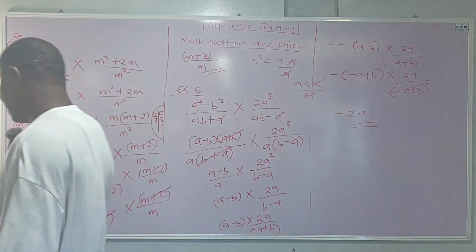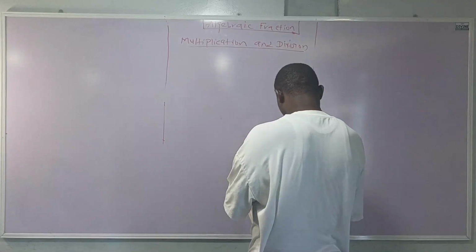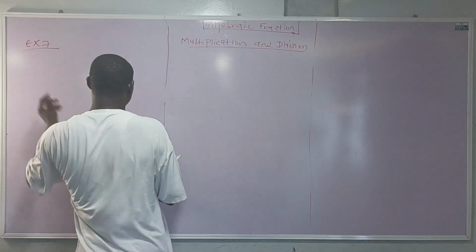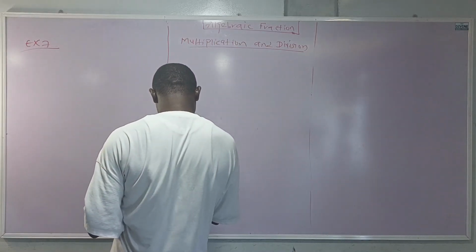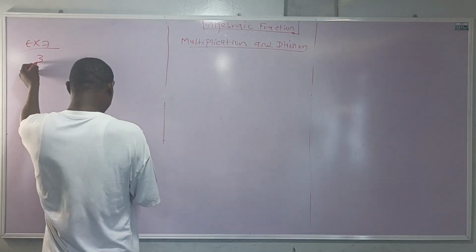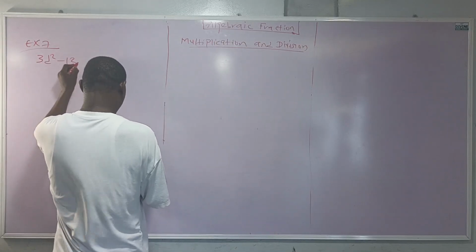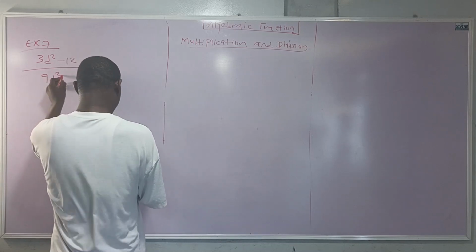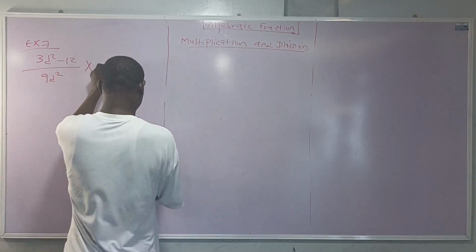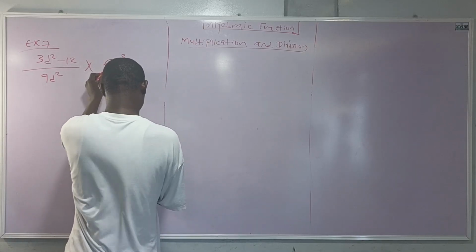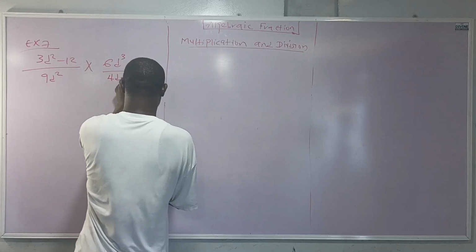Let's move on to the next. Our next question is EX7, which is example 7. We have (3d squared minus 12) all over 9d squared, times 6d cubed all over (4d plus 8).